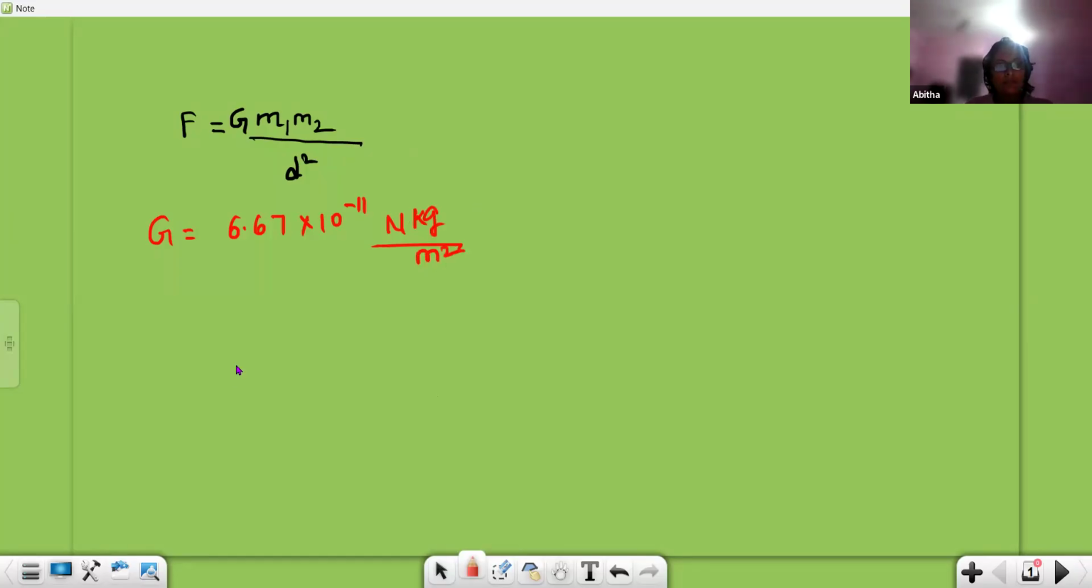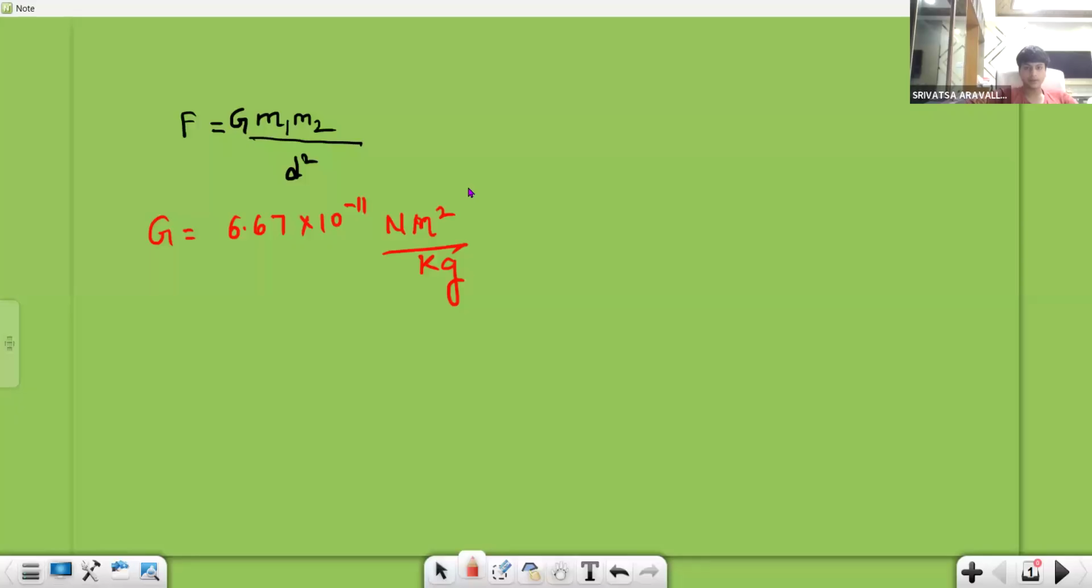Okay. So what I'm writing: F is equal to G m1 m2 by r square, and the unit is Newton meter square per kg square. Clear? So next thing, what else have we seen? Here we have two masses, which we can consider in kg. We have seen the properties and applications, everything.